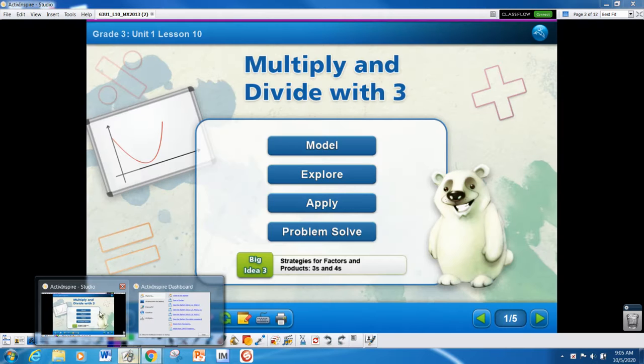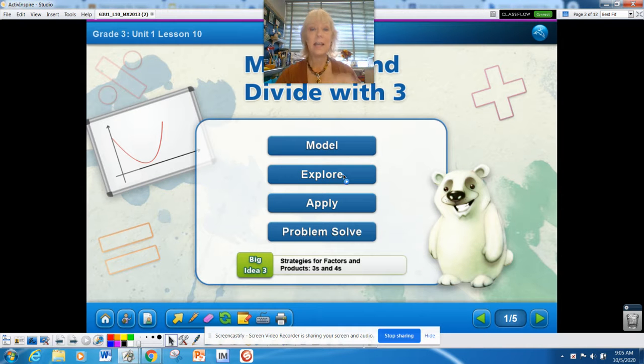All right, boys and girls. So today for your Monday math, we are working on Unit 1, Lesson 10. And this one is all about how to multiply and divide with the number 3. We've been working on our 5s, our 2s, and our 10s, and now we're going to work on the number 3 and how to multiply and divide with it.